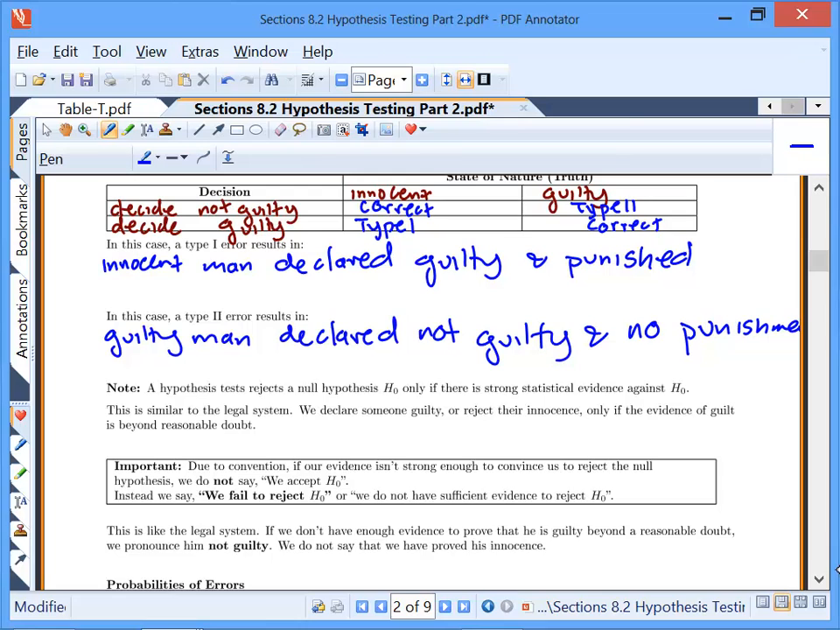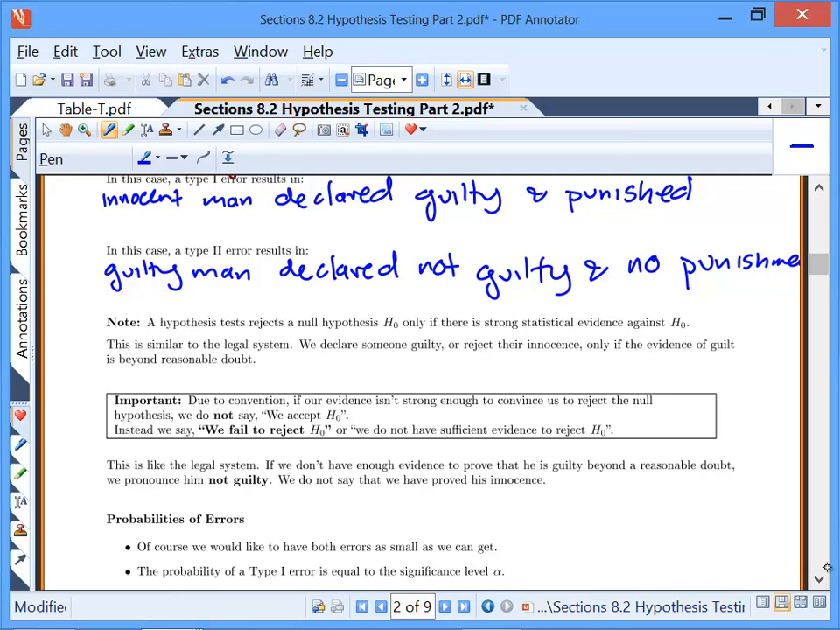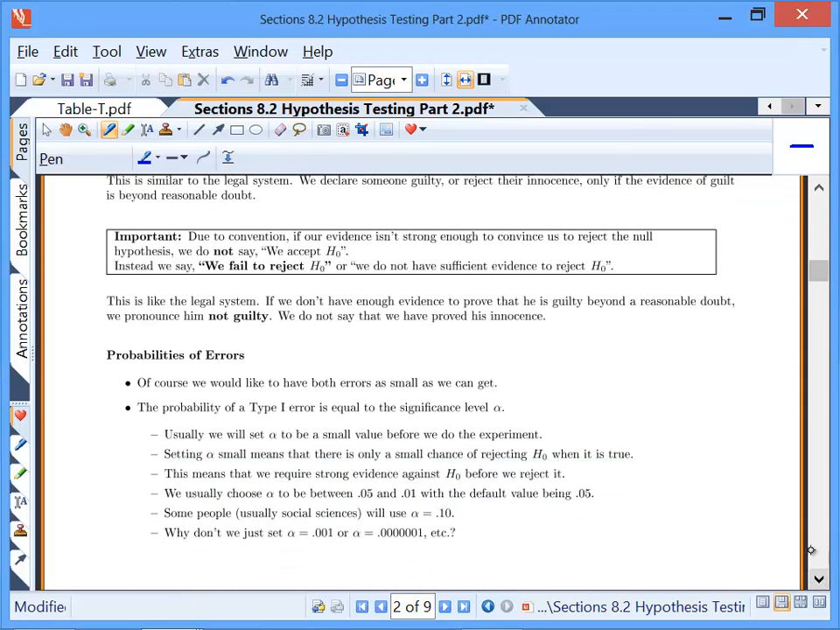That's why in this class you'll have noticed that I was trying to avoid the word accept and trying to say more of the we fail to reject. Okay. Some people aren't as picky about that. Some professors are really picky that you say we fail to reject. But it is more mainstream to say we fail to reject, and that's what I'm going to try and stick with throughout this class.